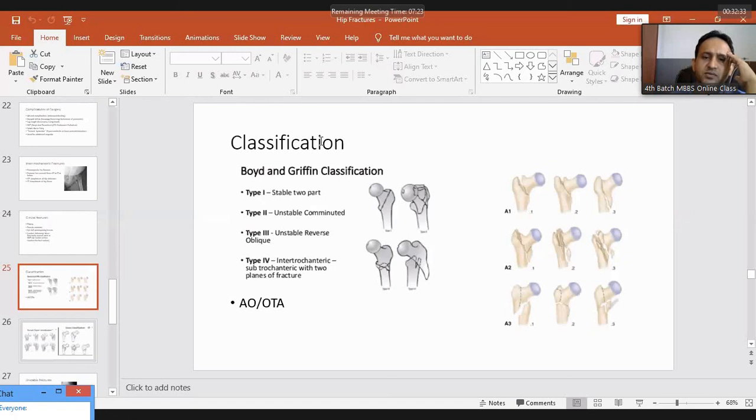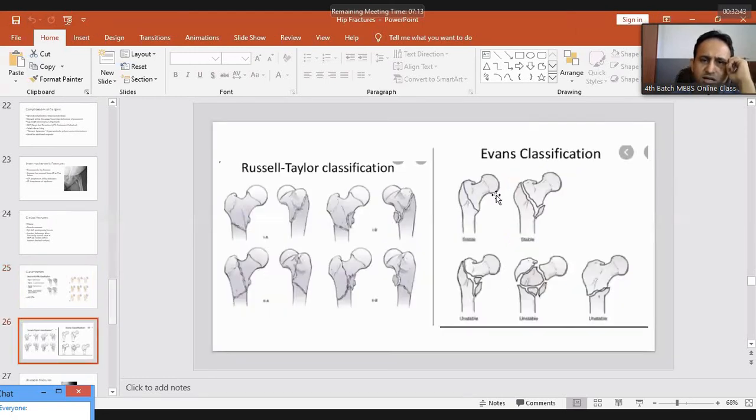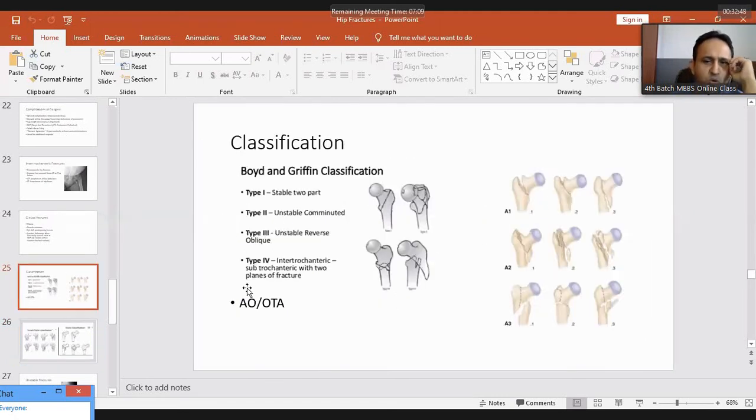There are many classification systems for inter-trochanteric fracture: Boyd and Griffin, AO, OTA (Orthopaedic Trauma Association), Russell and Taylor, and Evans classification. You don't need to go into detail with them, just know the names, but you need to know in detail the Boyd and Griffin classification. Type 1 is a stable two-part fracture. Type 2 is an unstable comminuted fracture, but the lesser trochanter is intact. Type 3 is an unstable reverse oblique fracture.